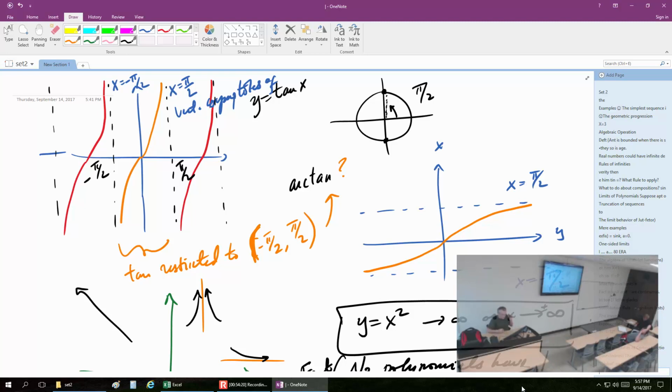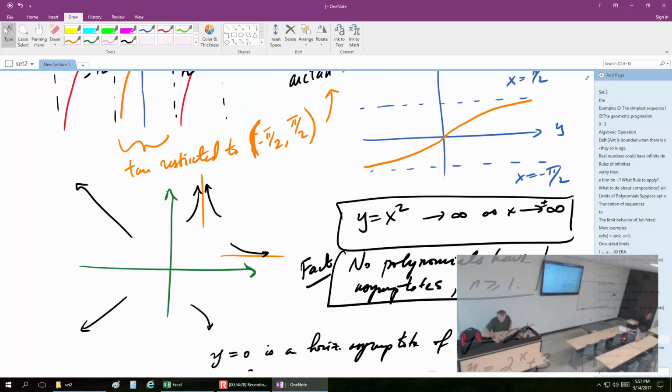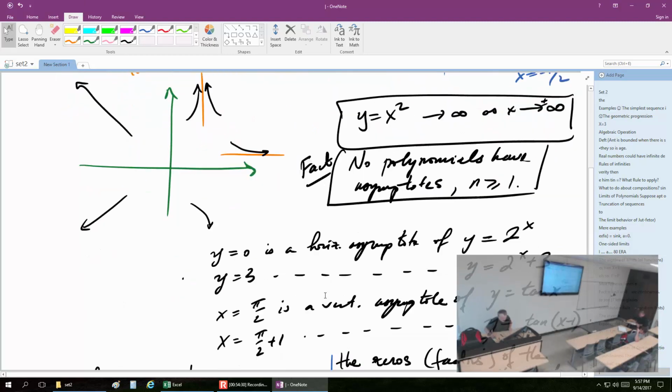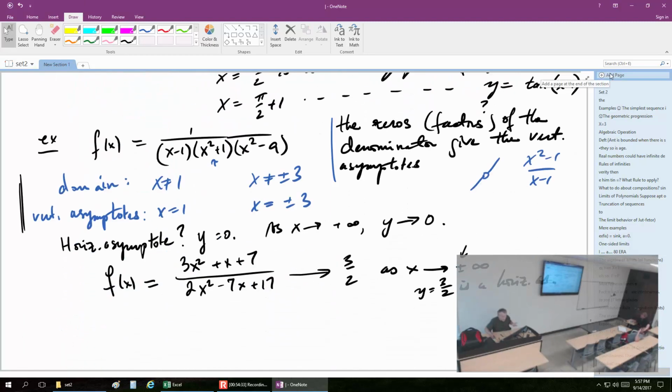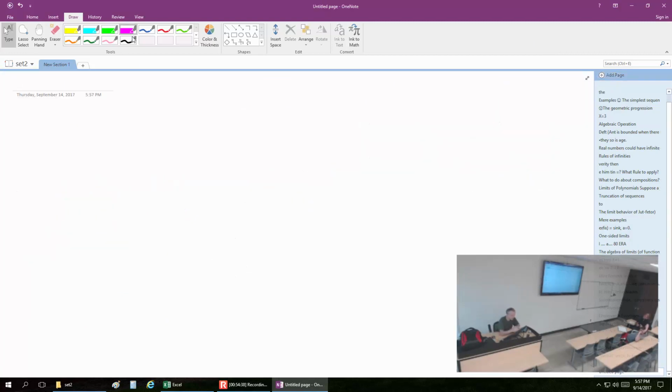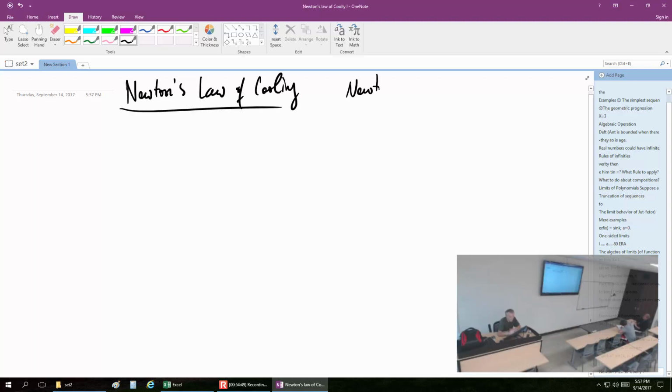Well, let me give actually one example of a vertical asymptote. It is kind of interesting because it is in the field of physics. Newton's law of gravity. Well, actually, we could take two things of Newton's: Newton's law of cooling and Newton's law of gravity. It is kind of interesting to put them side by side.